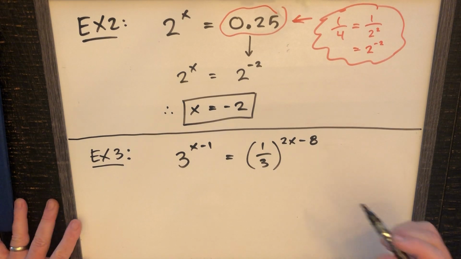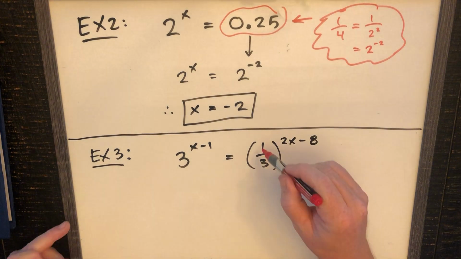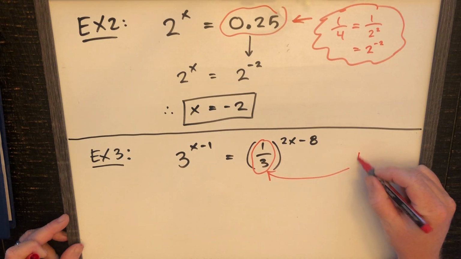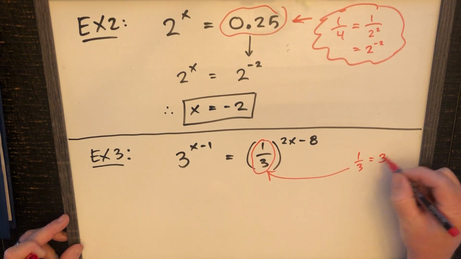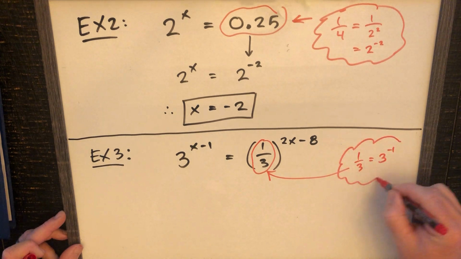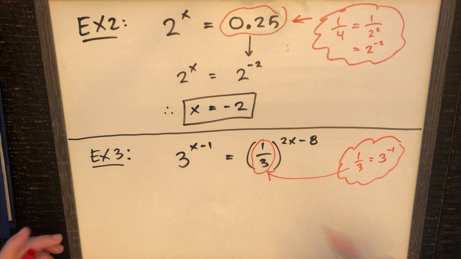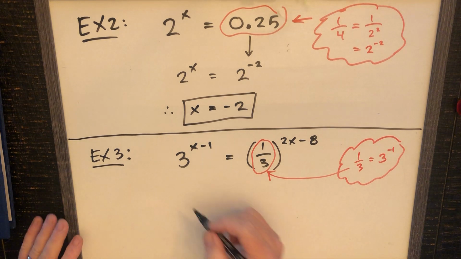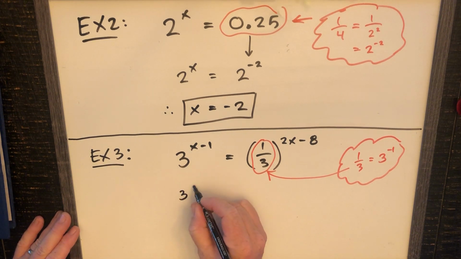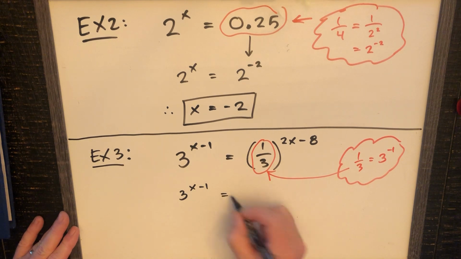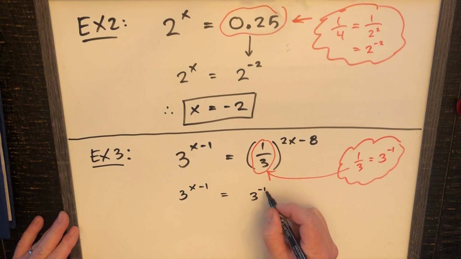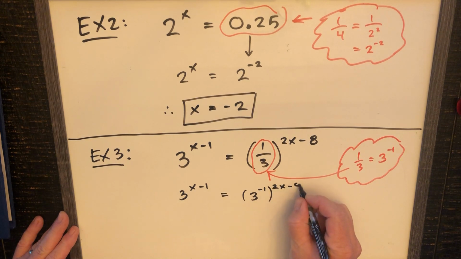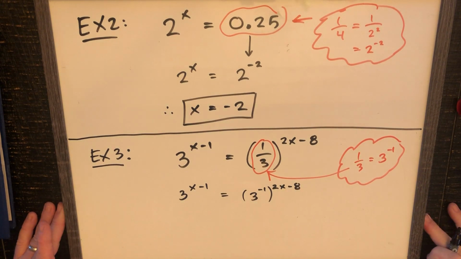So what can we do? Well, we can use a little mental math here. 1/3 is 3 to the negative 1 power. So we do have the same base here. We just need to add in an additional step. So we got 3 to the x minus 1 is equal to 3 to the negative 1. Use parentheses or you'll regret it. to the 2x minus 8 power.